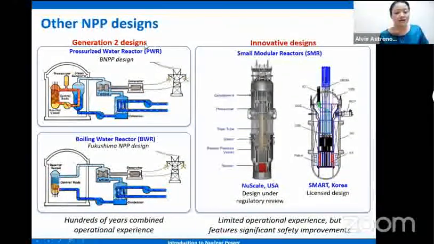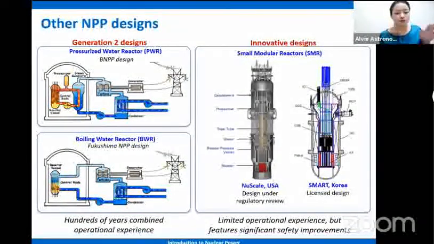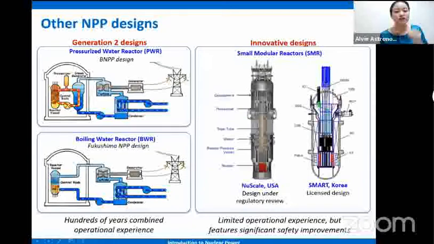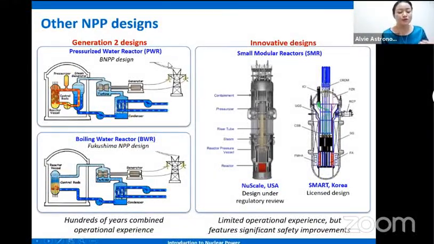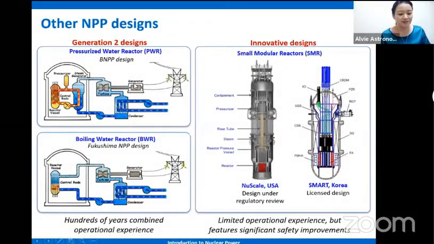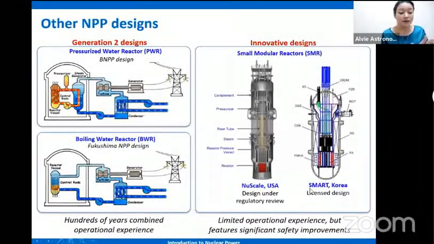So these kinds of design are actually generation 2 design. Most of the nuclear power plants under construction now are generation 3 or 4, which are advanced designs, advanced pressurized water reactor or advanced boiling water reactor. And they are more efficient designs, and they feature more inherent safety features. But aside from advanced designs, there's also what we call innovative design. So these are large departures from generation 2 design. There's limited operational experience for these kinds of design, but they feature significant safety improvements.